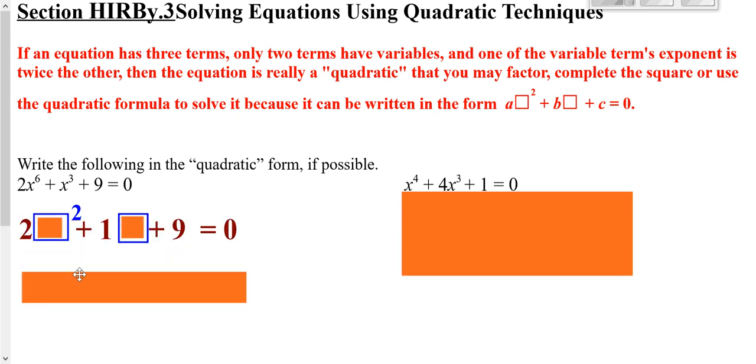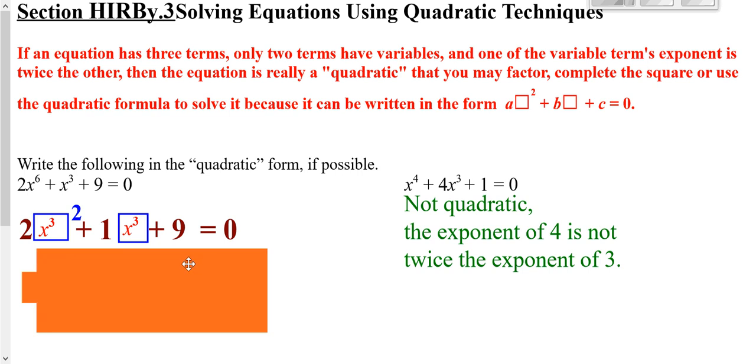So it is quadratic. So we can go 2 times something squared plus 1 times that same thing plus 9 is equal to 0. The question is, what does that box correspond to? Well, the box corresponds to the smaller of the two exponents. And if that is an x cubed, then this one over here would be an x cubed. And you should realize that an x cubed raised to a power of 2 is really an x to the 6th. So it is quadratic. Now this one over here has three terms, two with variables, but your 4 is not double your 3, so it is not quadratic.